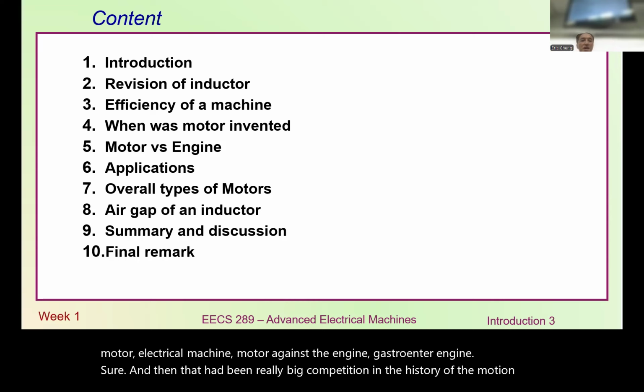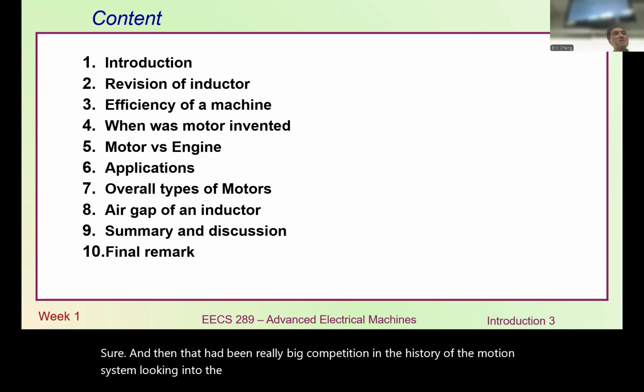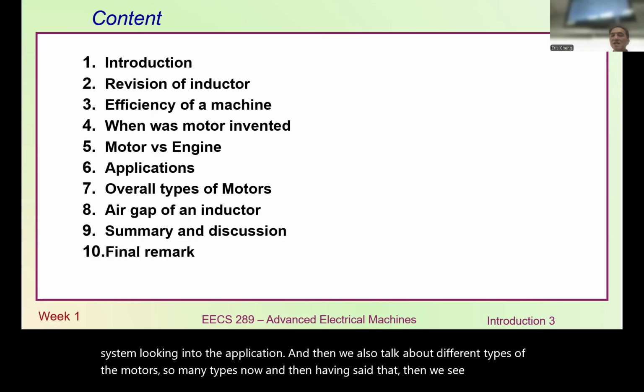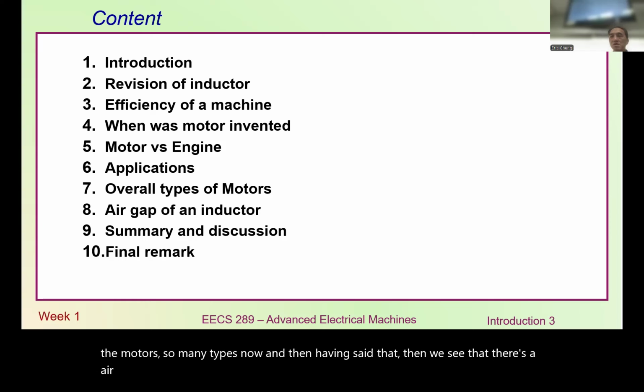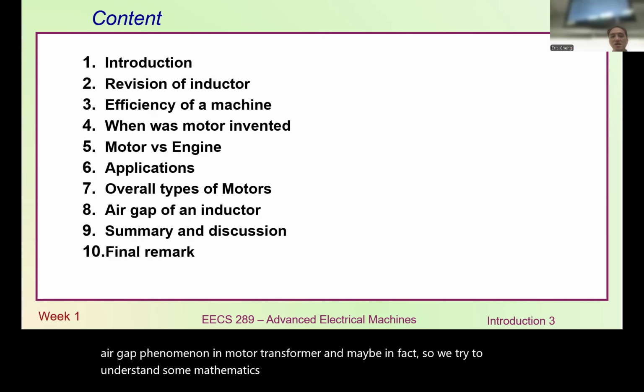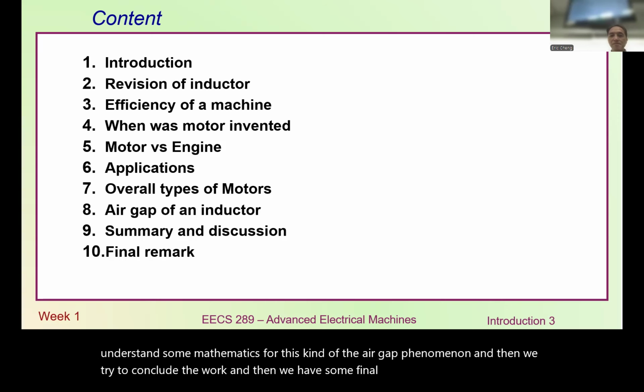We're looking into the applications, and then we also talk about the different types of motors, so many types now. Having said that, we see that there's an air gap phenomenon in motors, transformers and maybe inductors. So we try to understand some mathematics for this air gap phenomenon. And then we try to conclude the work, and we have some final concluding remarks.